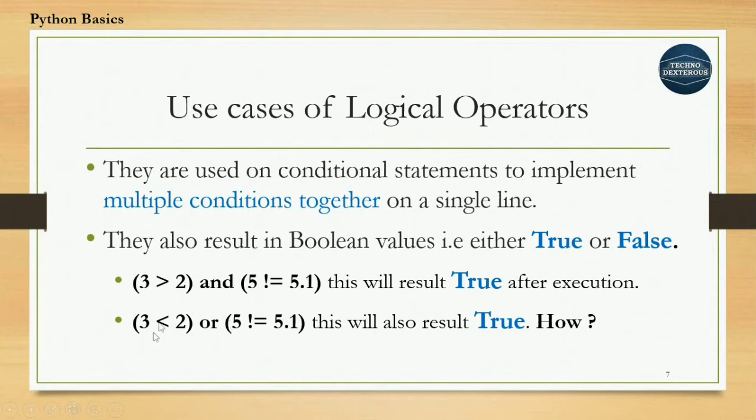In the second example, less than and not equal to are comparison operators. Both comparison operators are bound with the OR operator. The result of the first example will be true because 3 is actually greater than 2 and 5 is not equal to 5.1. In the second example, 3 is less than 2 but it is not true, but the second comparison operator is true. If you follow the truth table of the OR operator, it says the output will be false if both the conditions are false. But here the first condition is false and the second condition is true. That's why the output is true.